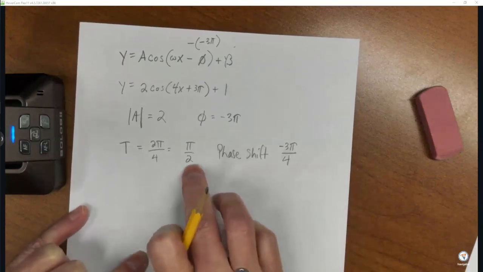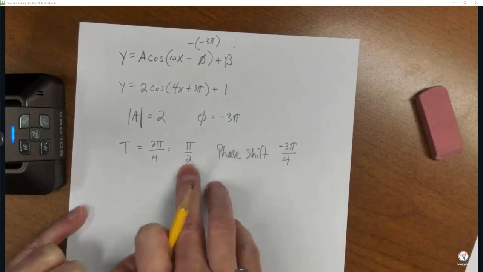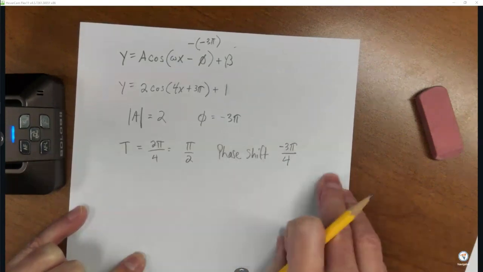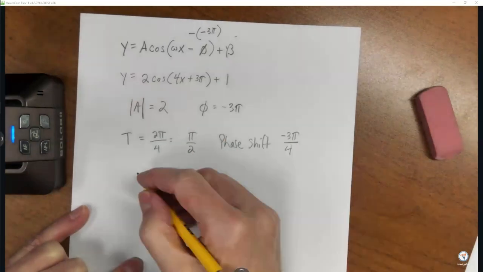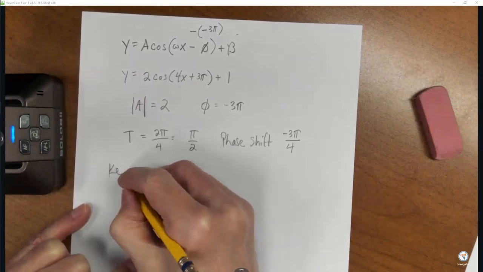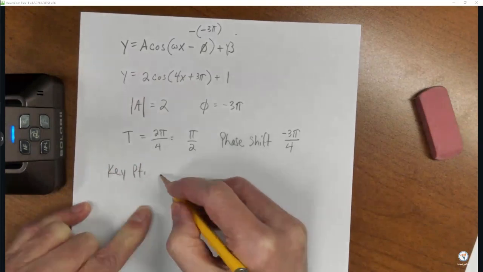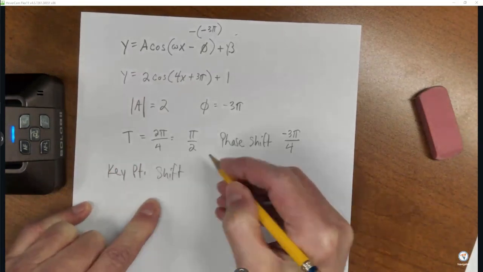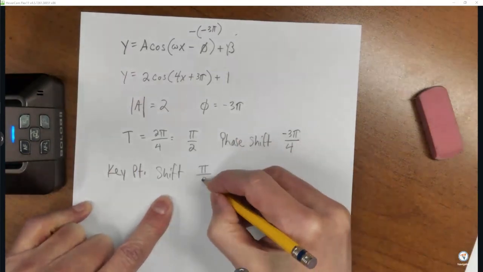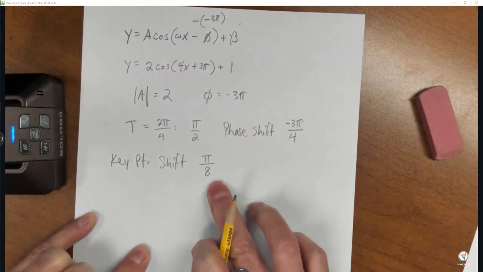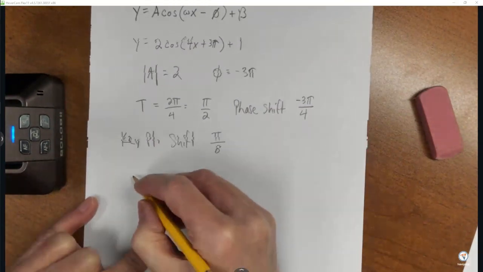Okay, now we have to divide our period in 4s to get from one key point to the next. So we're going to take and divide this pi over 2 by 4. I'll call it key point shift. It's going to be pi over 2 divided by 4, which will be pi over 8. Okay, so we'll start at negative 3 pi over 4.